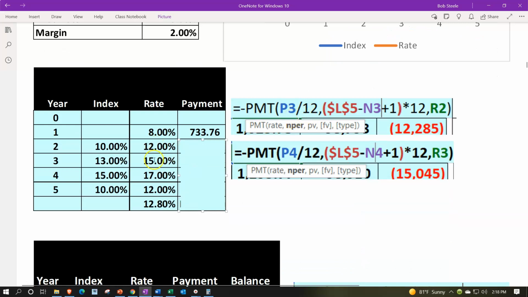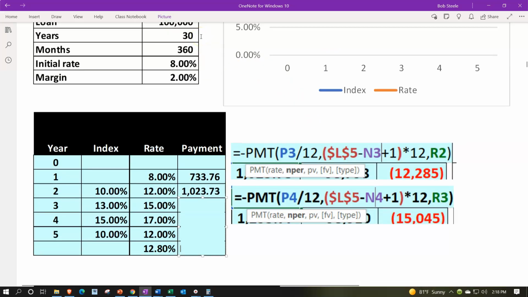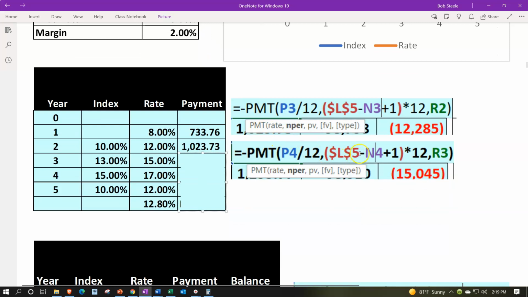If I copied that cell down, then on the second one, it would look like this: negative payment calculation, the rate. But now the rate is this 12% because it's going up from 8 to 12. And then I'm going to divide that by 12, then comma. Then we got the brackets. L5 has now been copied down with the same number. That's referring to this 30 up top that's outside the table. That's why it's absolute. Minus, now this moved down from N3 to N4. That moved this from 1 to 2. So now it's minus 2 plus 1. 30 minus 2 plus 1 is 29. 29 years, which is what we want, closing the brackets.